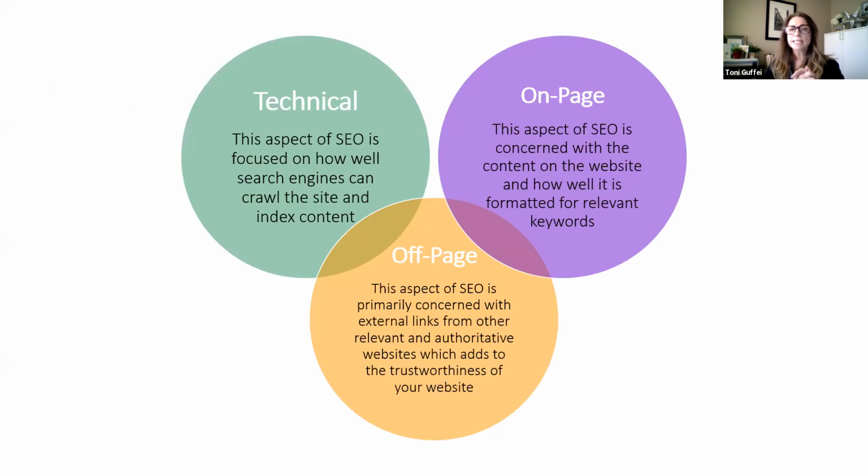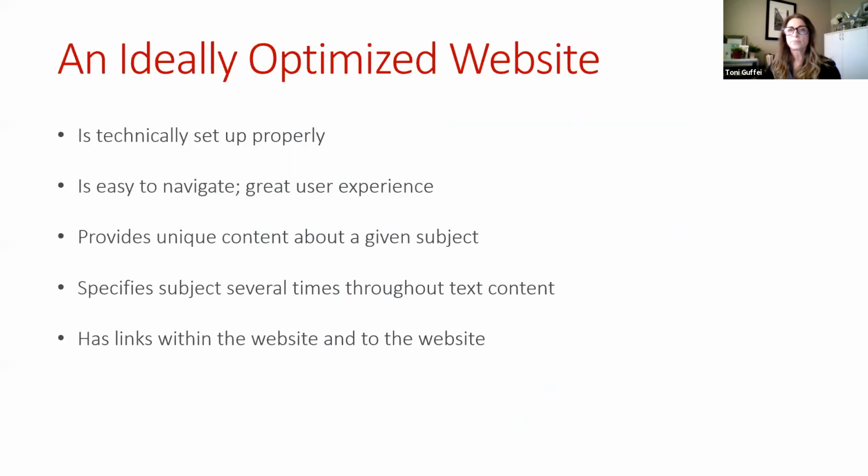So in summary, SEO is technical, how it's set up; on page, how the user experiences it and what's going on on the page; and off page, how traffic is being driven to your website. I might mention off page also includes your social sites. Google Analytics tracks where traffic is coming from, including your own social media. So that's very important to consider. All right, an ideally optimized website is technically set up, easy to navigate, has great user experience and unique content. It does mention keywords several times, and one of the latest trends is voice search.